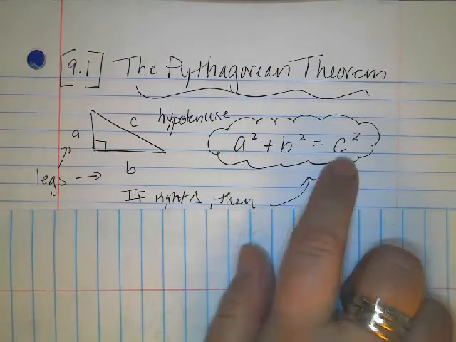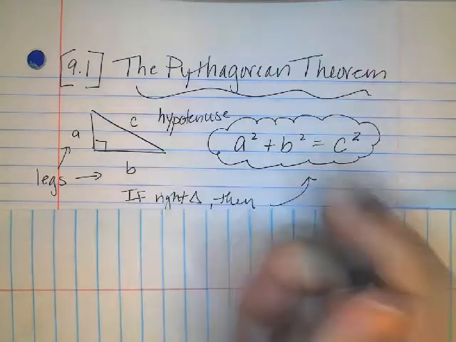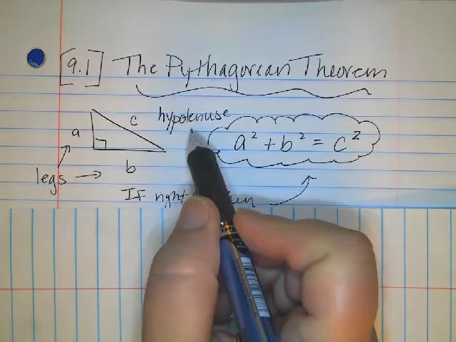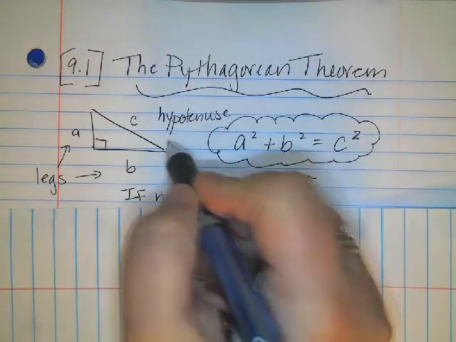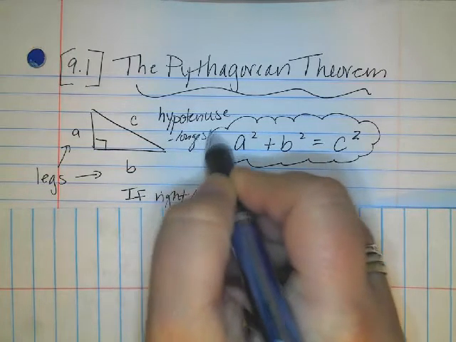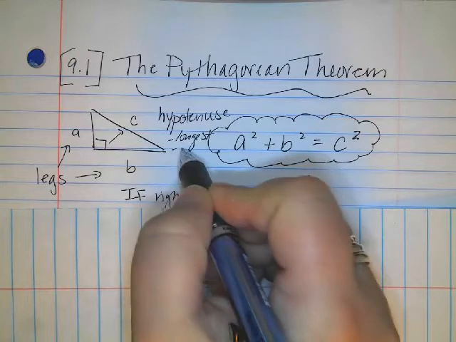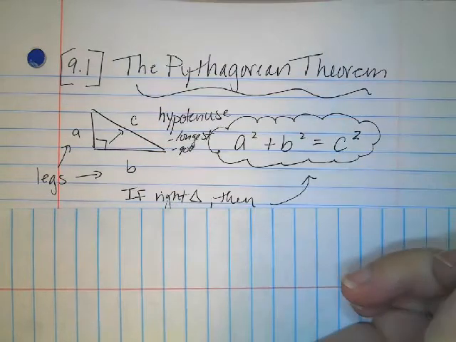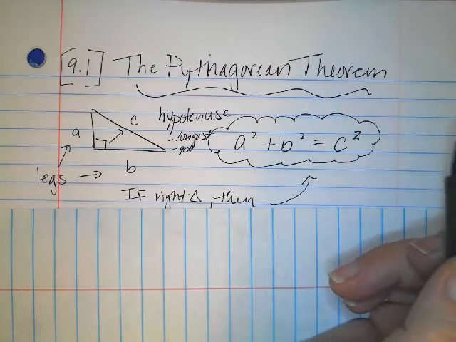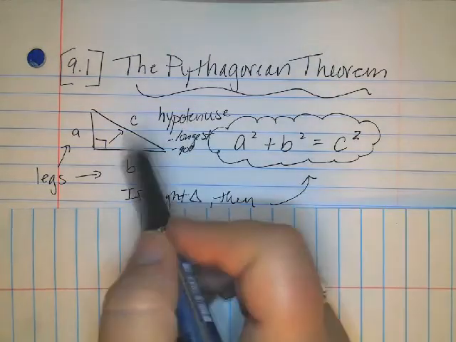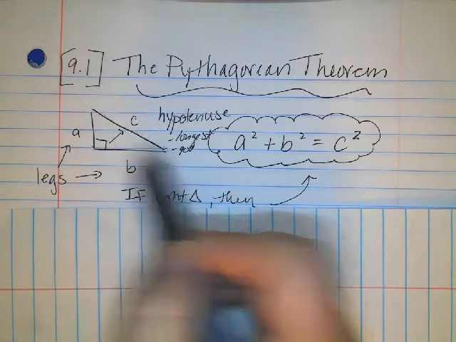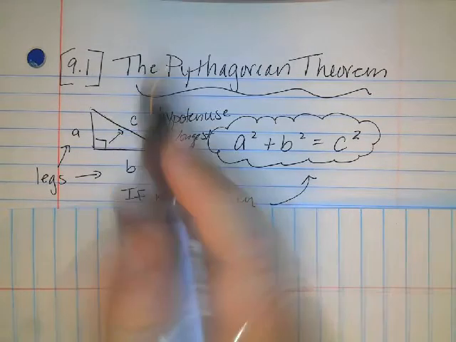The really important piece is the c, and the c is the hypotenuse. And the c has two things. It is always the longest side, and it is always across from that 90-degree angle. Sometimes you look at a triangle and you're having a hard time telling which one the hypotenuse is. That's some of the ways that you can figure that out. It's always going to be the longest, and it's always going to be across from the right angle.